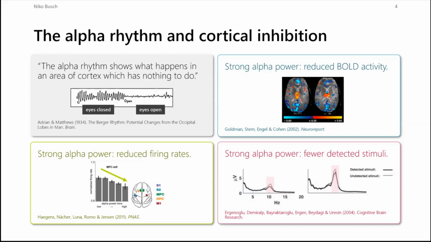So now a lot of my research has been concerned with this kind of finding and trying to understand what that actually means and what is the specific effect of ongoing alpha and physiological suppression on perceptual decision-making.